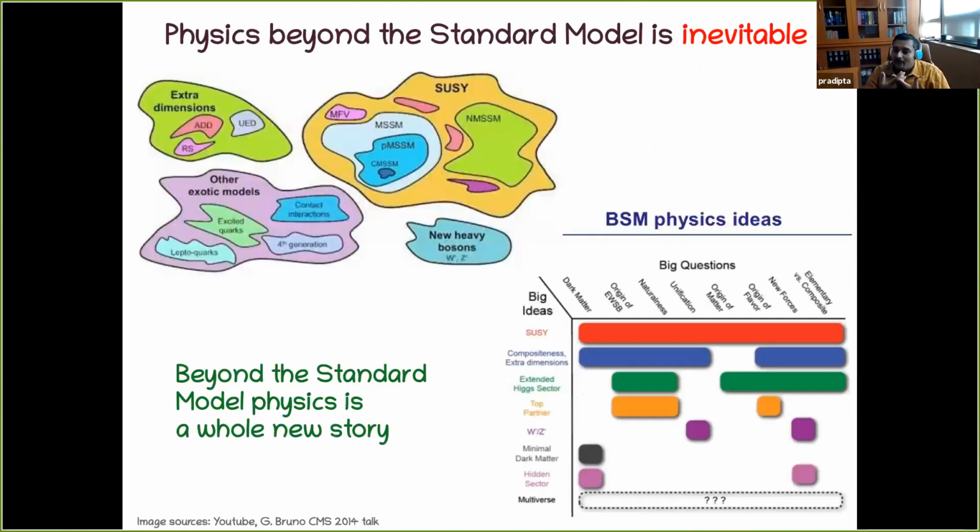Now, the problem is that if you try to go beyond the standard model, there is not a single option. In fact, there are numerous options. Definitely one of the very big, popular chunks is supersymmetry, also known as SUSY. And of course, there are things like extra dimensions and exotic models, and some sequential standard models where you have a 4th generation of quarks and things like that. But the problem is that all these new theories also have their own shortcomings.